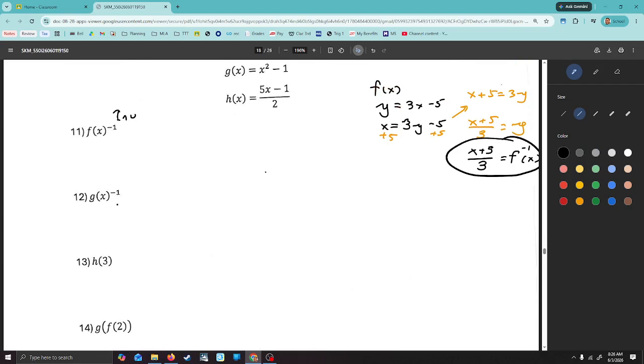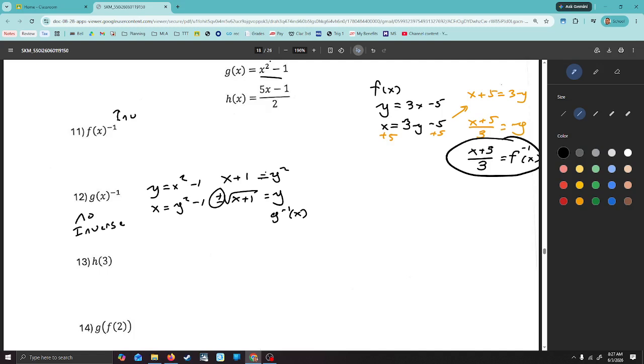All right. This one, 12, is the inverse of this. Now, when you inverse this one, you're going to get y equals x squared minus 1. x equals y squared minus 1, plus 1 on both sides. x plus 1 equals y squared. Square root on both sides. Plus or minus the square root of x plus 1 equals y. Now, the problem with this is that you have a plus or minus. A plus or minus cannot exist for a function. So when I rewrite this as g inverse of x, that cannot be possible. And because that cannot be possible, this is a no inverse.